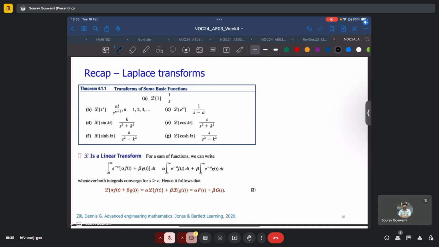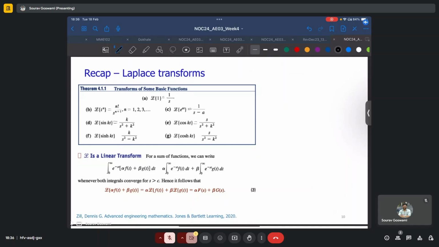The Laplace transform of 1 is 1 by s. The Laplace transform of t power n is n factorial by s power n plus 1. The Laplace transform of e power at is 1 by s minus a. Laplace transform of sin kt is k by s square plus k square, and of cosine kt is s by s square plus k square.